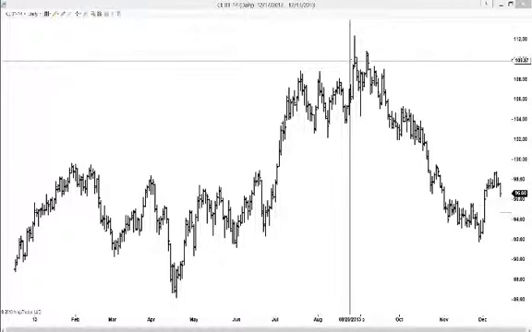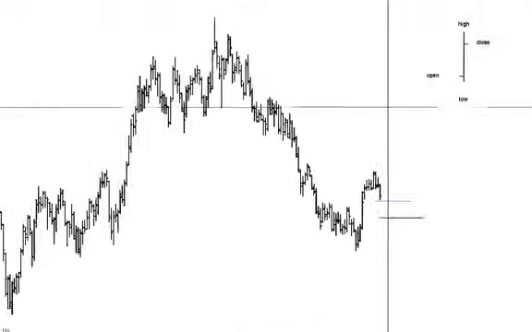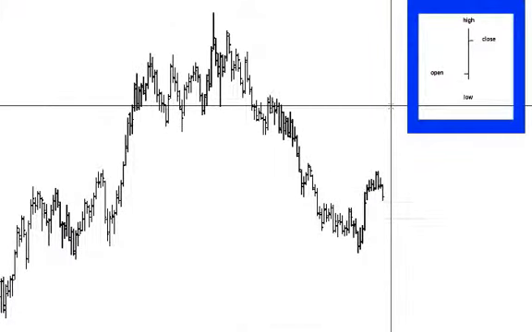Now let's take a closer look at one of these bars. The small horizontal line on the left represents the opening. The small horizontal line, the dash on the right, tells us at what price the market closed that day. And the top and bottom of the bar will indicate the highest and lowest prices respectively that the market reached during that day.